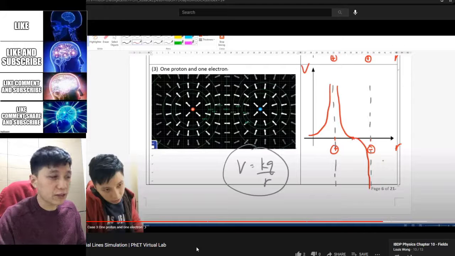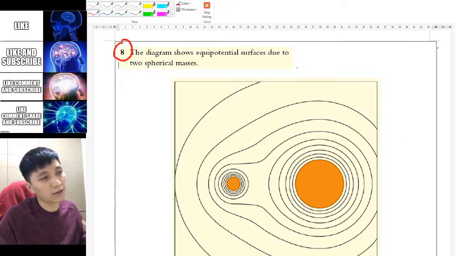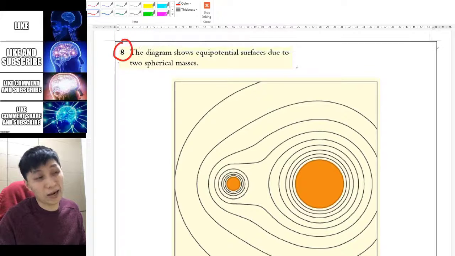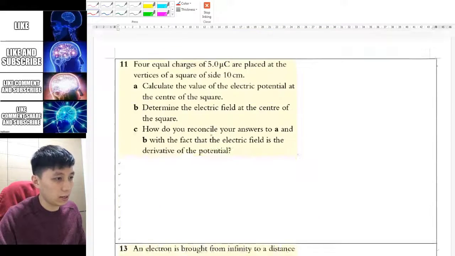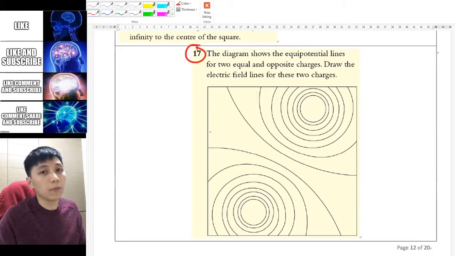Hi, previously we have done the virtual lab on equal potential line simulation, and so in this video we would like to see how that idea can be linked to other things like the field strength or how it can be connected to gravitational force as well. So right now I would like you to try question 8 in your booklet, and then we will also try question 17. So pause the video and try it yourself first.